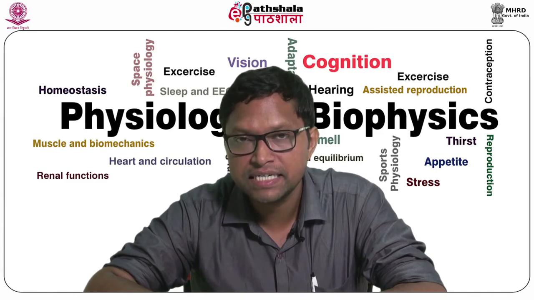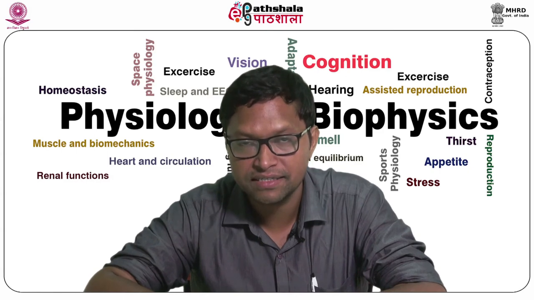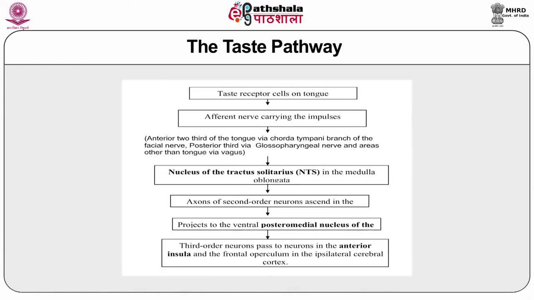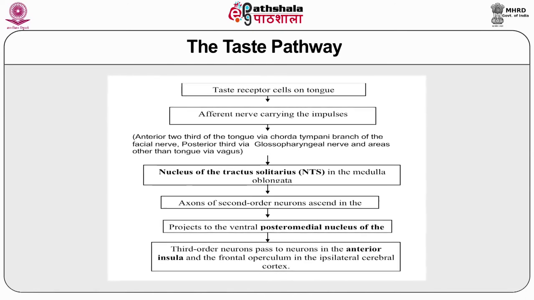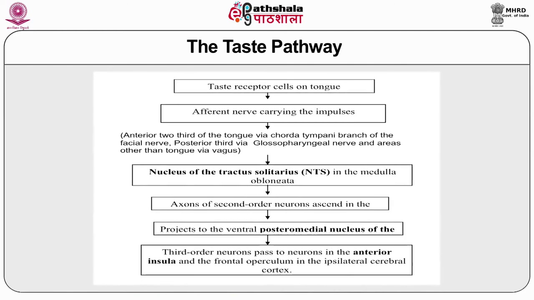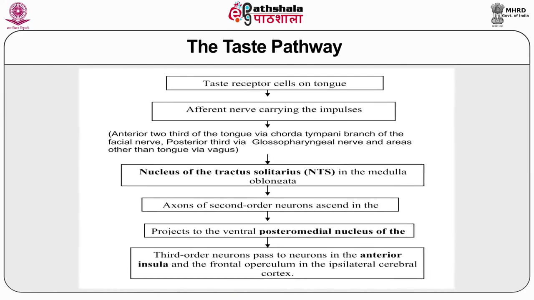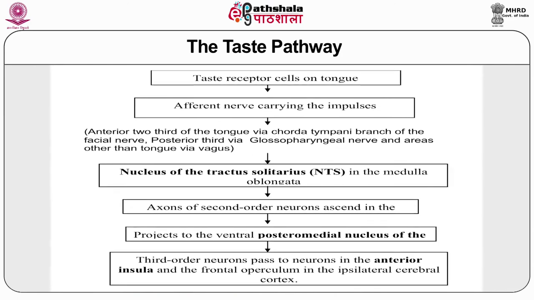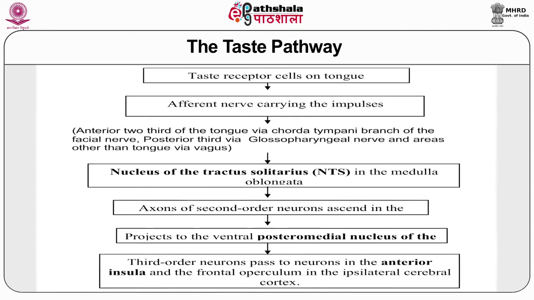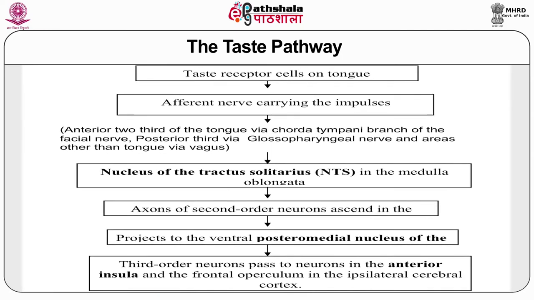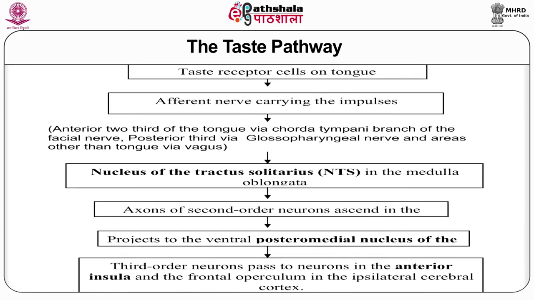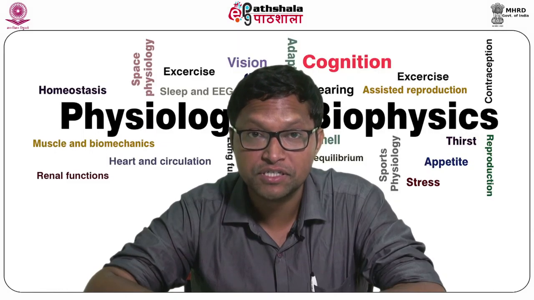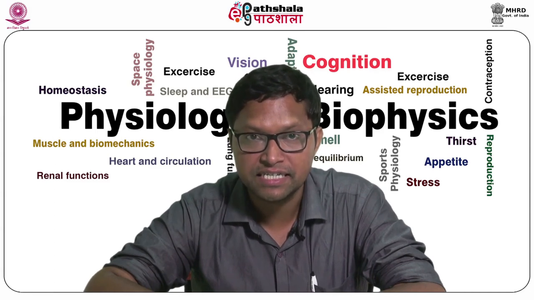Now they unite in the gustatory portion of the nucleus of tractus solitarius in the medulla oblongata. From there, the axons of second order neurons ascend in the ipsilateral medial lemniscus, and they project directly to the ventral posterior medial nucleus of the thalamus. The axons of the third order neurons from the thalamus pass to the neurons in the anterior insula and the frontal operculum in the ipsilateral cerebral cortex, which mediates conscious perception of taste and taste discrimination.